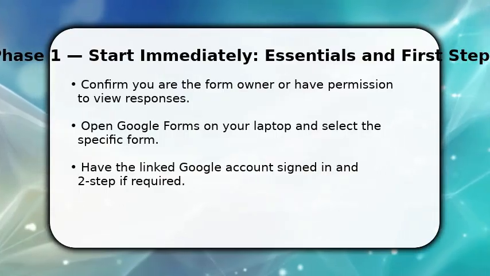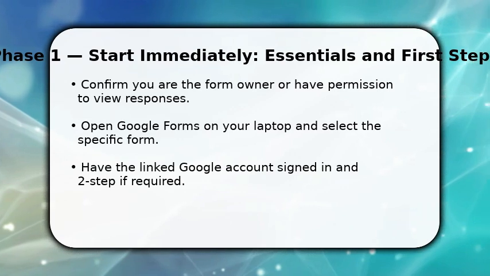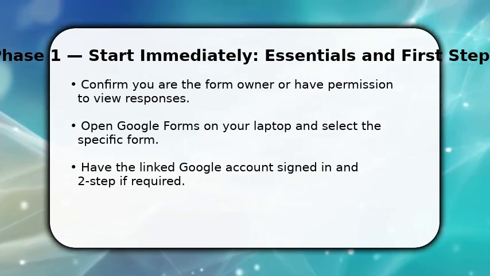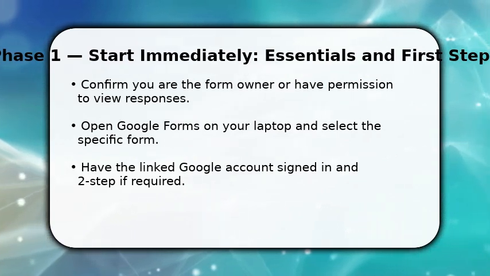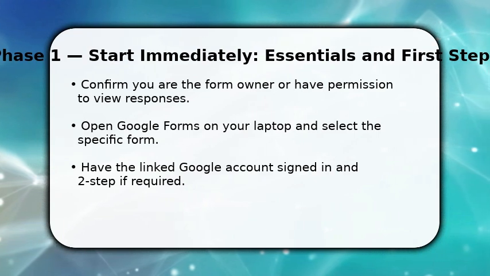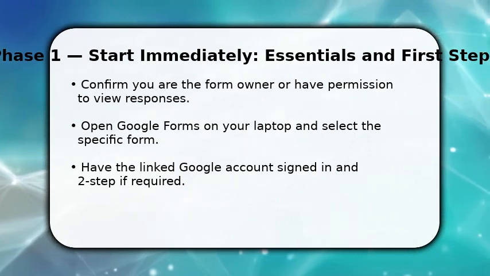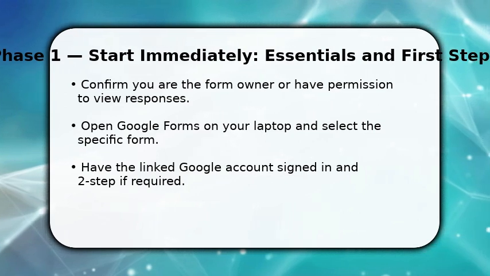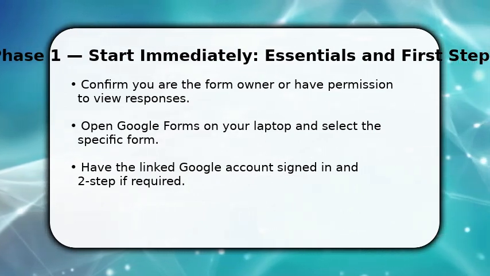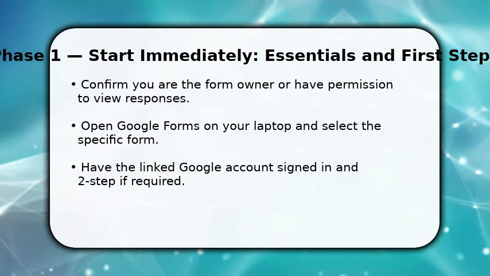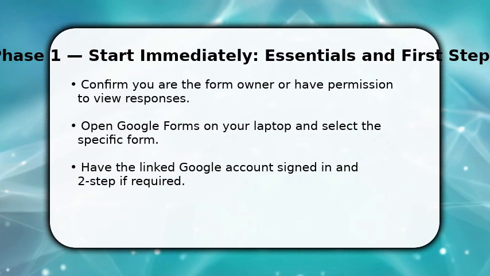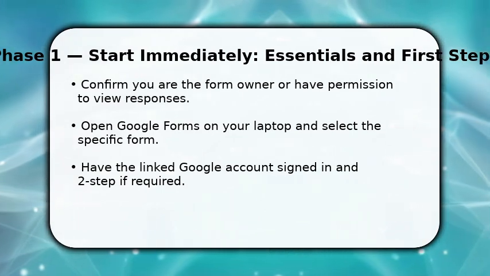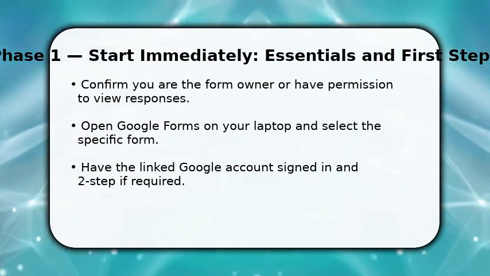You start by confirming permission. You must be the owner or explicitly allowed to see responses. Once done, sign into the correct Google account on your laptop and open Google Forms. Make sure two-step verification is active if your organization requires it, because secure access prevents accidental leaks. Then select the exact form you need. This step prevents confusion later and ensures you're viewing legitimate, authorized data rather than attempting anything improper.